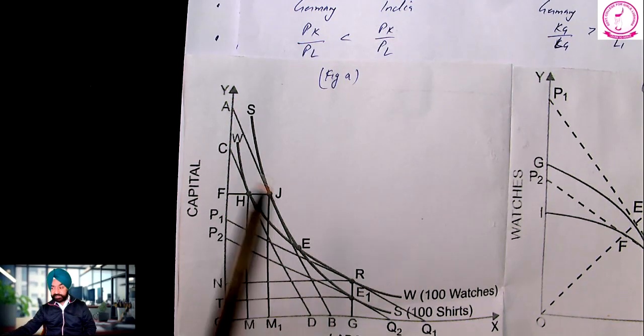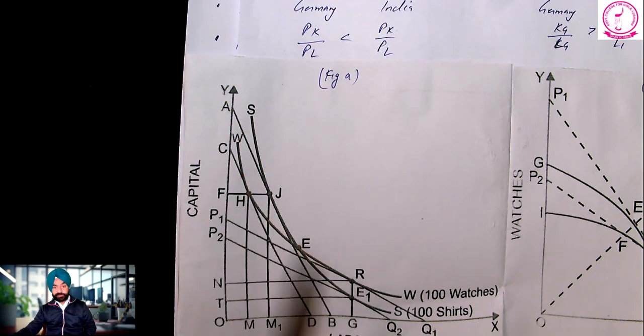And these curves, S S and W W, are isoquants, which represent equal production curves. The WW isoquant shows an equal production of 100 watches. Similarly, SS represents 100 shirts produced by these countries. They are producing either 100 watches or 100 shirts.